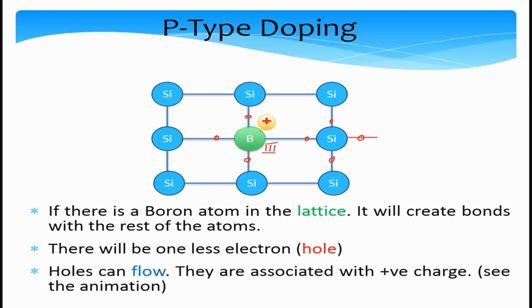So what does a hole mean? A hole essentially means a lack of an electron, right? So basically an electron is not present. This is called a hole. This is essentially a lack of an electron, or 1 less electron, and the reason the hole is there is because we have a boron atom.